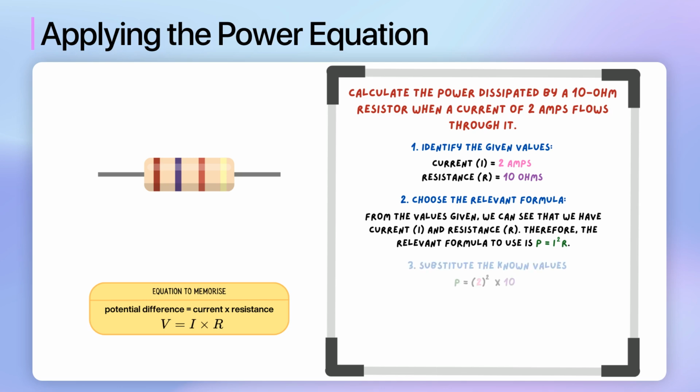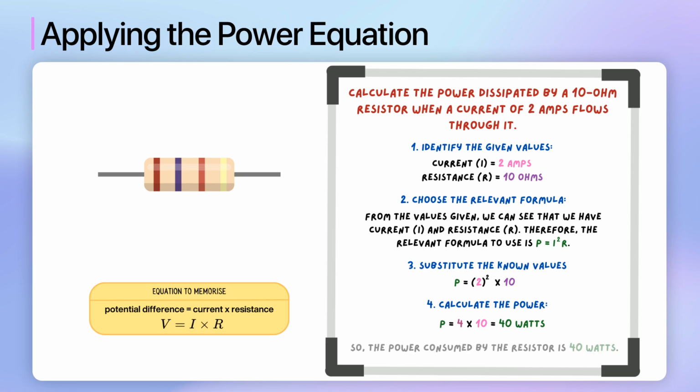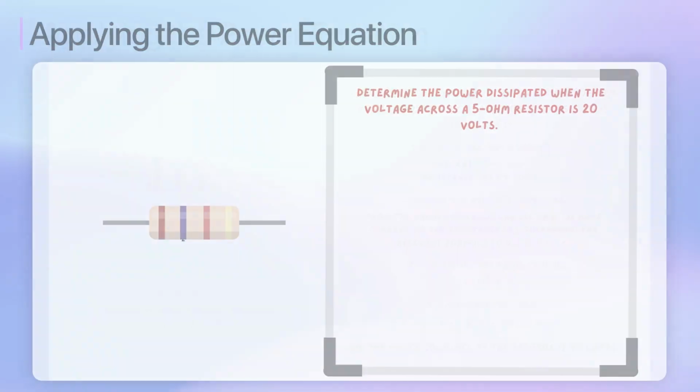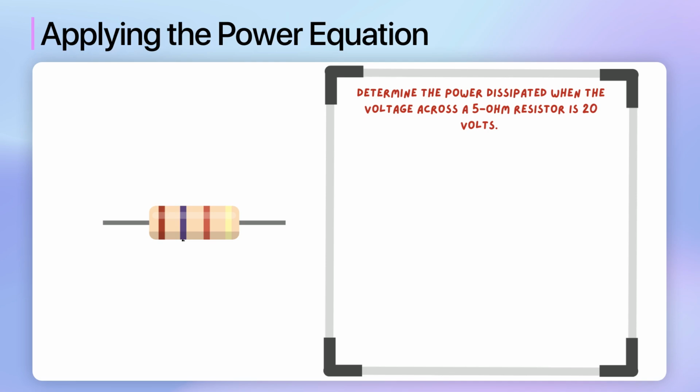Finally, we need to substitute the known values. When we do this, we get that P equals 2 squared times 10. When we calculate this, we get that P equals 40 watts. So, the power consumed by the resistor is 40 watts. Let's try another problem. What if we want to determine the power dissipated when the voltage across a 5 ohm resistor is 20 volts?